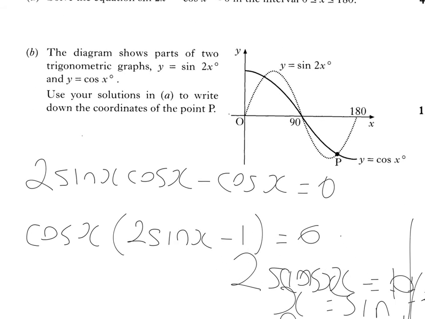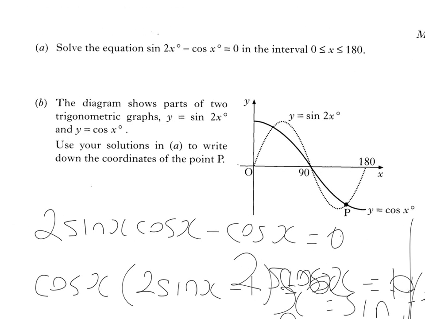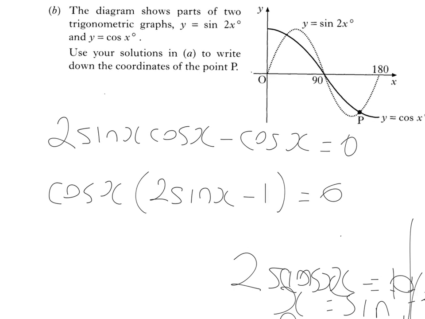Part B says the diagram shows parts of two trigonometric graphs, sin 2x and cos x. Use your solutions in A to write down the coordinates of the point. So that would be sin 2x equals cos x, y equals y, and we bring that across, it would be sin 2x minus cos x equals 0. So we can pick up the solutions that we've got.